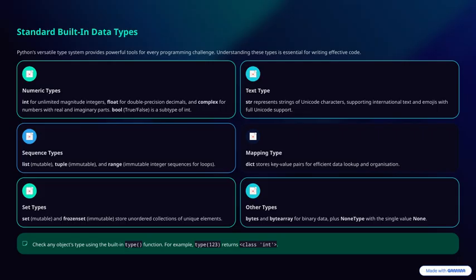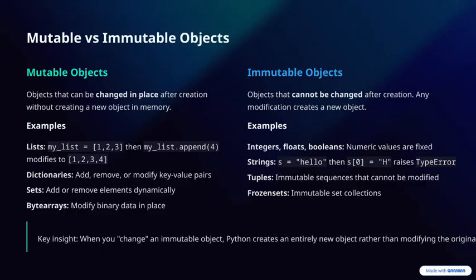By understanding these data types, we can write more precise, efficient, and readable Python code, connecting these concepts to the larger goal of mastering the language for any project. Now let's explore the difference between mutable and immutable objects.